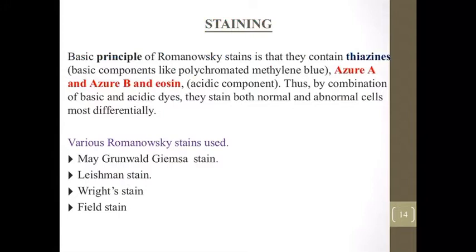The basic principle of the Romanowsky stain is that it contains thiazines, which are basic components like polychromated methylene blue, azure A and azure B, and eosin. These are all acidic components. Thus, by the combination of basic and acidic dyes, they stain both normal and abnormal cells most differently.